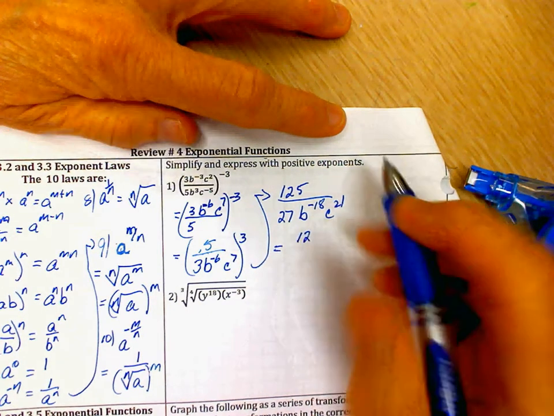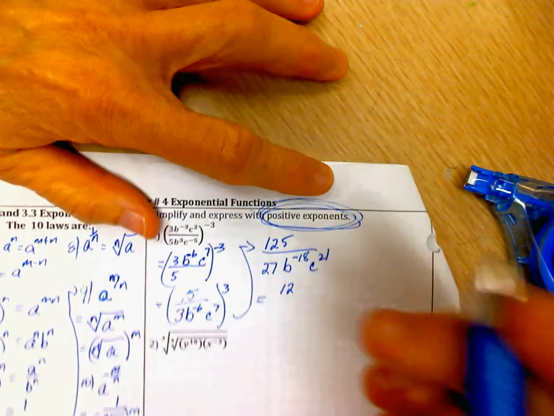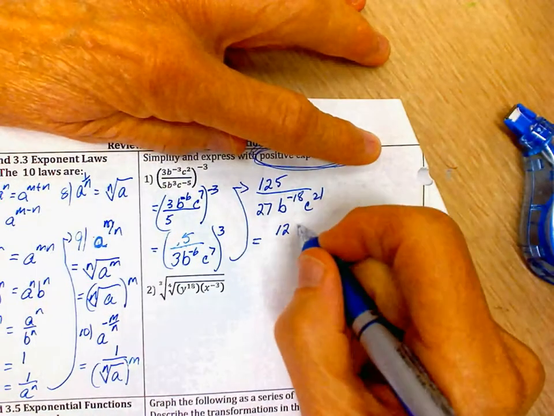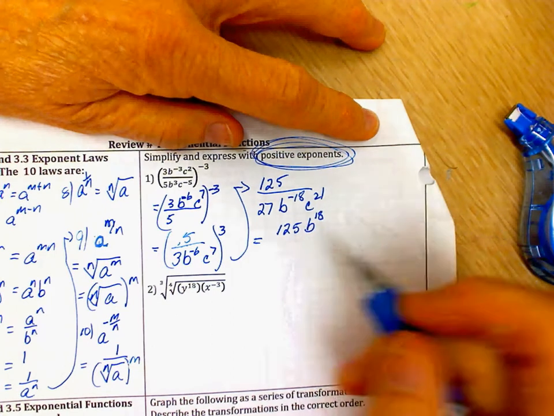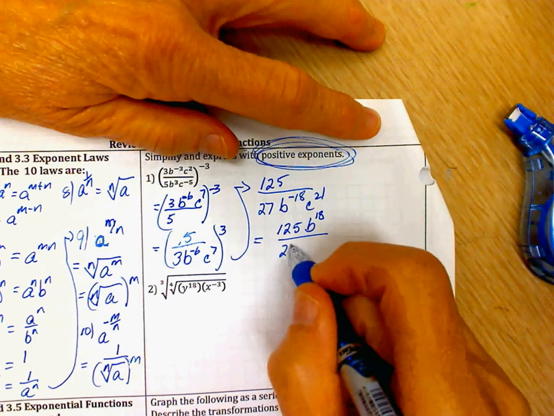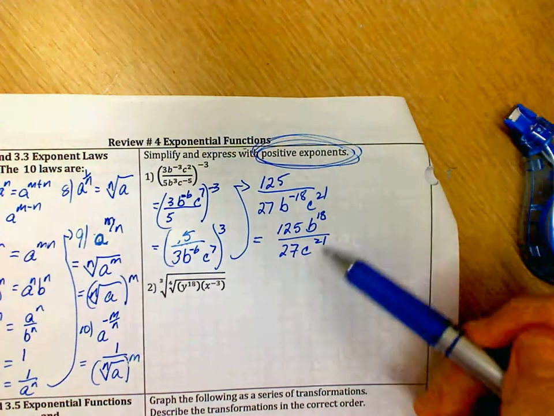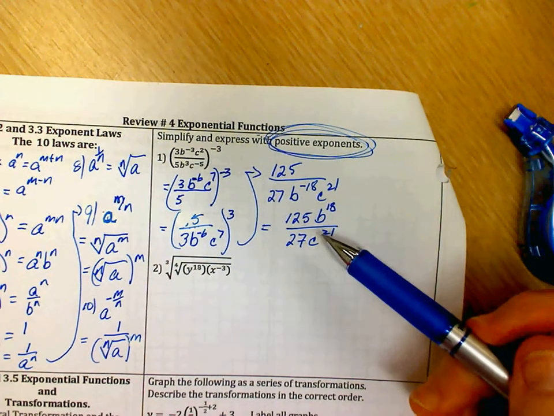Notice the question asks us to express our final answer with positive exponents. So this is 125. I'm going to bring that to the top, b to the 18, divided by 27, c to the 21. So now this is as simplified as we can get it, and we're finished there.